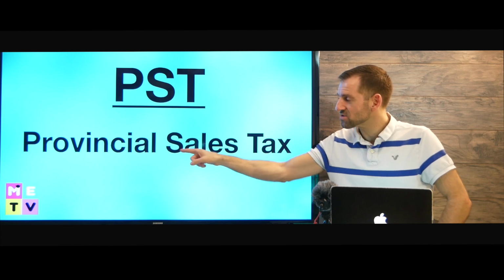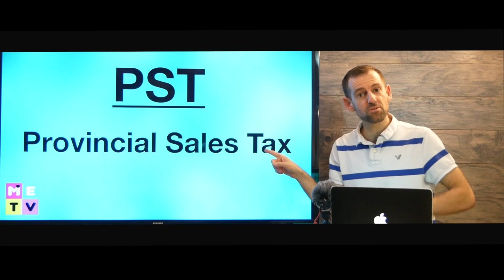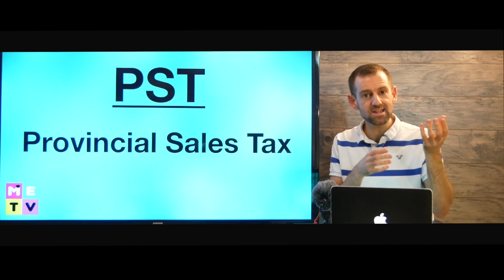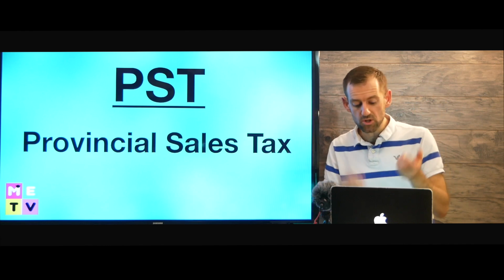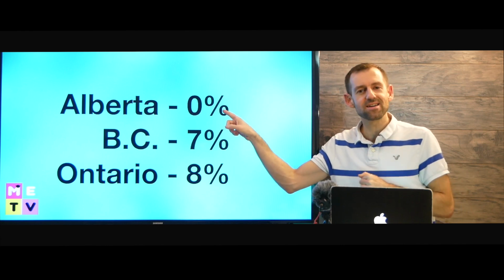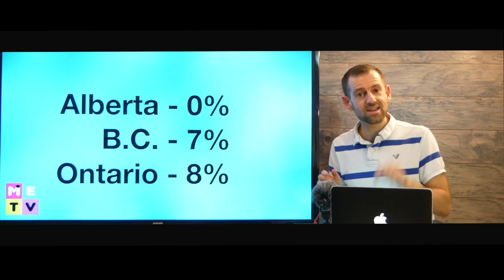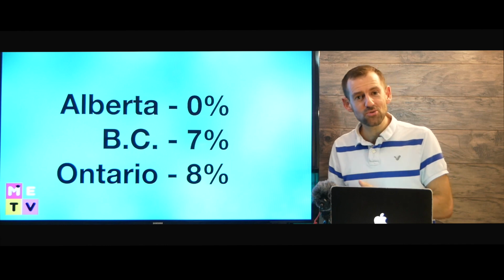But in Canada, we also have PST. PST stands for Provincial Sales Tax. So you have to pay your federal sales tax, which is your GST, that's the Canada one, and now you have to pay your provincial one as well. So what is that? Well, in Alberta, we're lucky. It's 0. We don't have PST here in Alberta, but the other provinces in Canada do have PST.